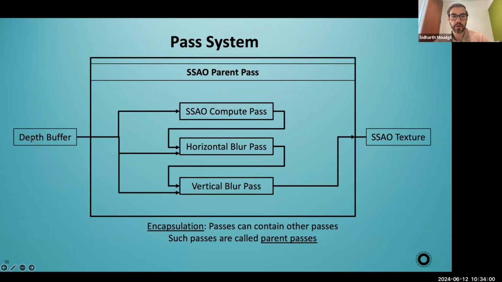The way that's set up is you have a depth buffer that comes in, that gets sent to the parent pass, and the parent pass will feed it to all its children passes. The children passes are also linked together in some sort of chain manner. And then the output is some final output texture. So in this case, it's an SSAO texture.